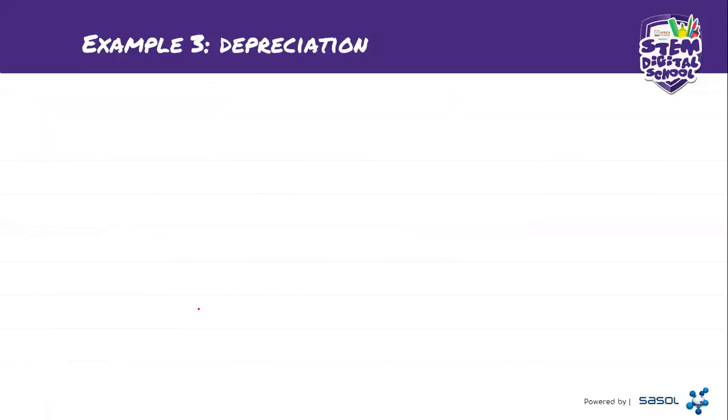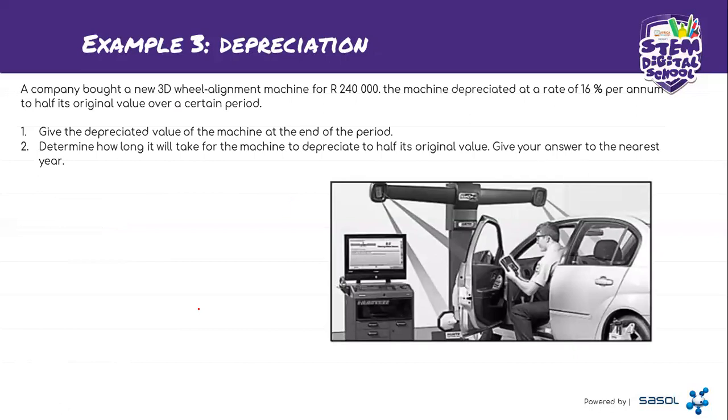Example 3, under depreciation. A company bought a new 3D wheel alignment machine for 240,000. The machine depreciates at the rate of 16% per annum to half its original value over a certain period. 1. Give the depreciated value of the machine at the end of the period.